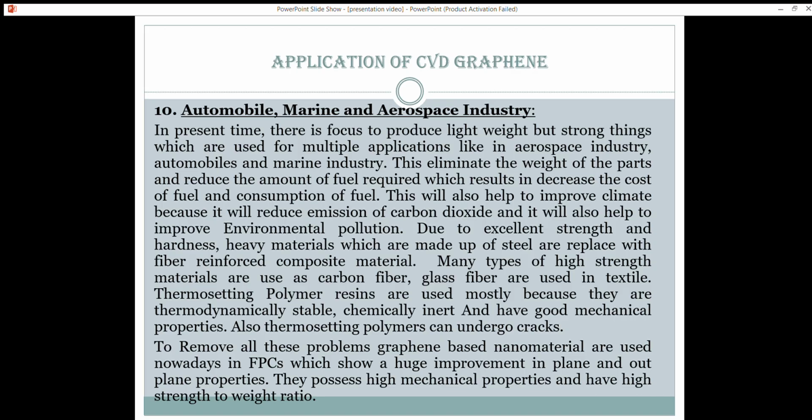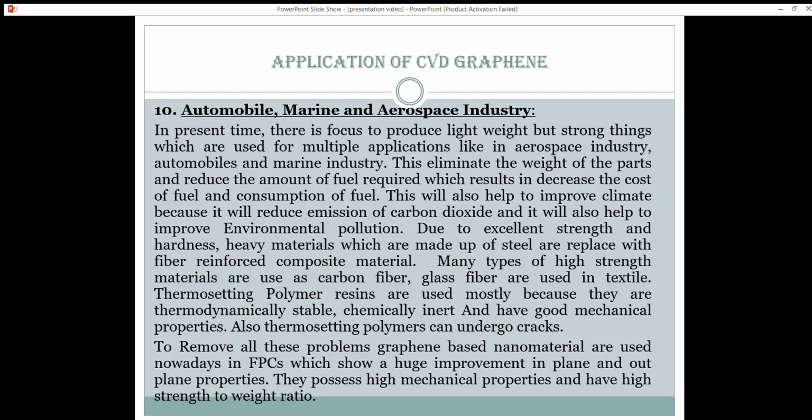Due to excellent strength and hardness, heavy materials made of steel are replaced with fiber reinforced composite materials. Many types of high strength materials are used, such as carbon fiber, and glass fiber is used in textile. Thermosetting polymer resins are used mostly because they are thermodynamically stable, chemically inert and have good mechanical properties.